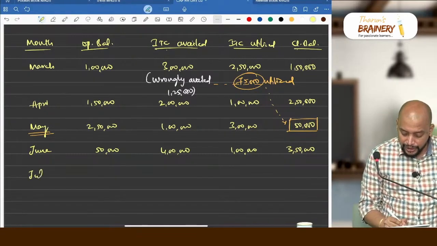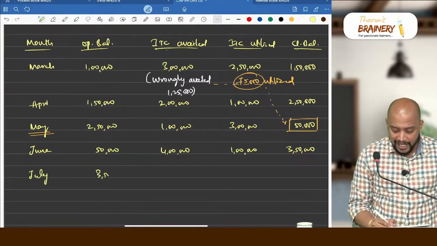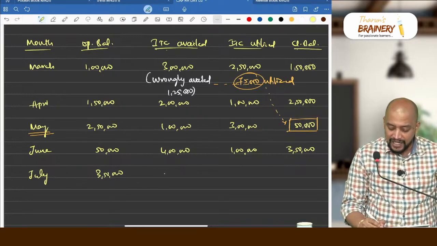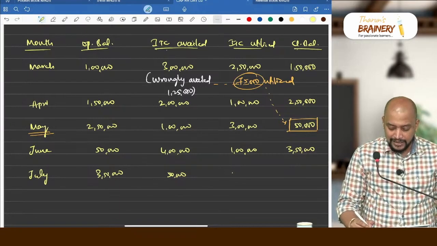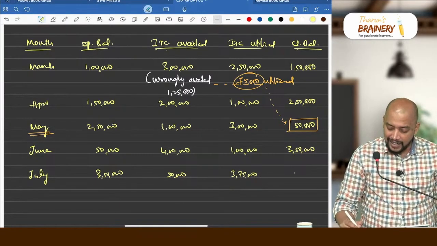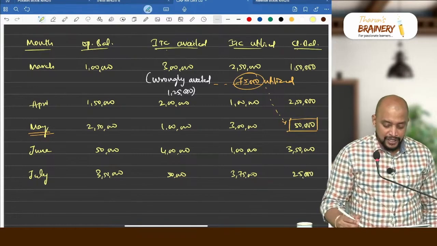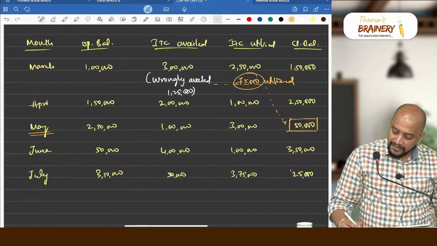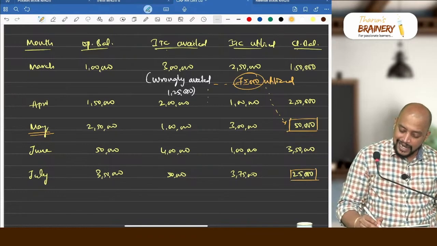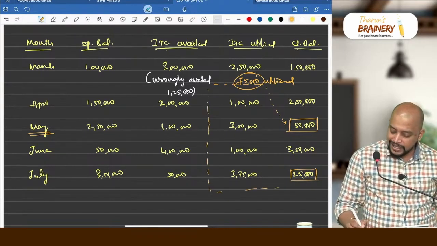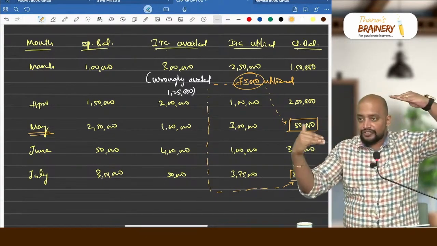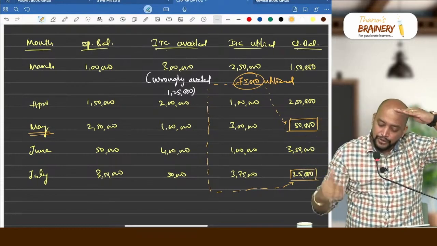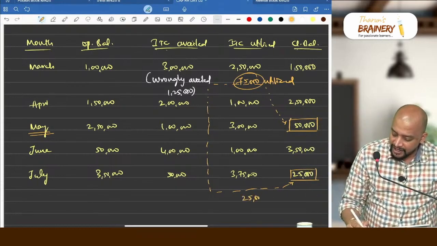And again, for the month of July, opening balance 3,50,000 and ITC availed will be say 50,000. ITC utilized is 3,75,000 and the closing balance will be 25,000. Whether we have utilized the ITC? Yes, we have utilized the ITC. To what extent is the ITC utilized? Already from 1,25,000 it came down to 50,000, meaning 75,000 utilized. Again it came down to 25,000. So therefore 25,000 utilized.